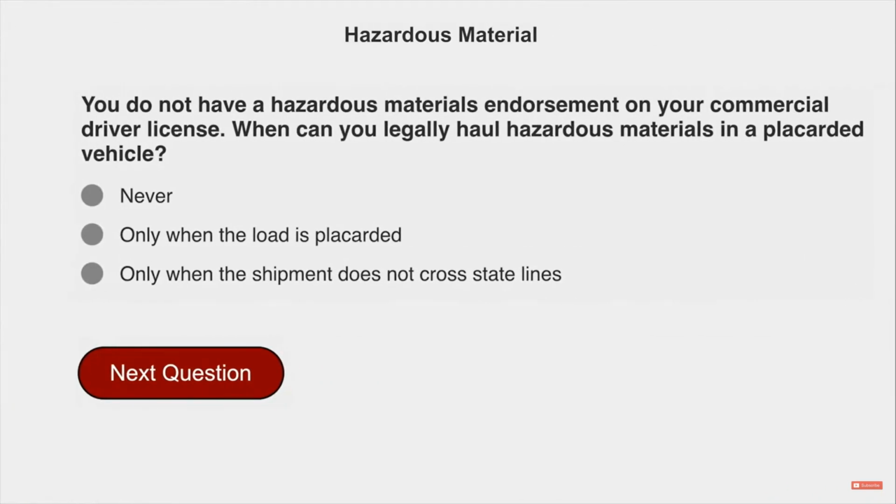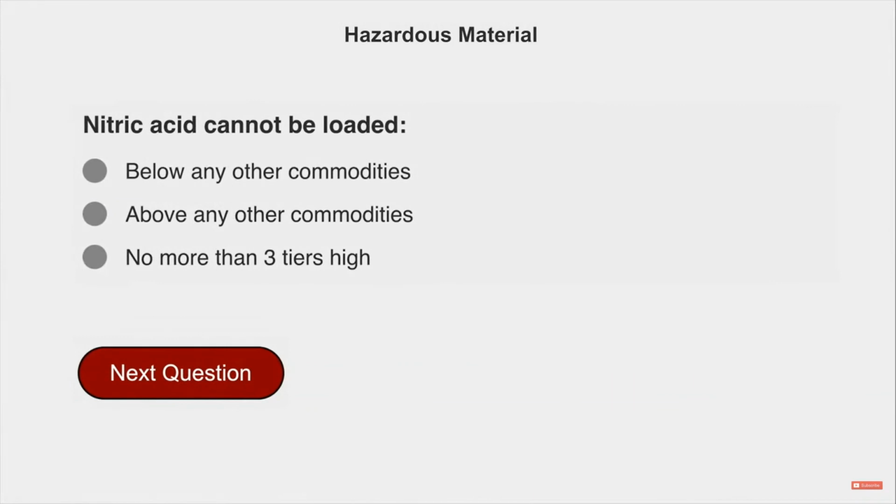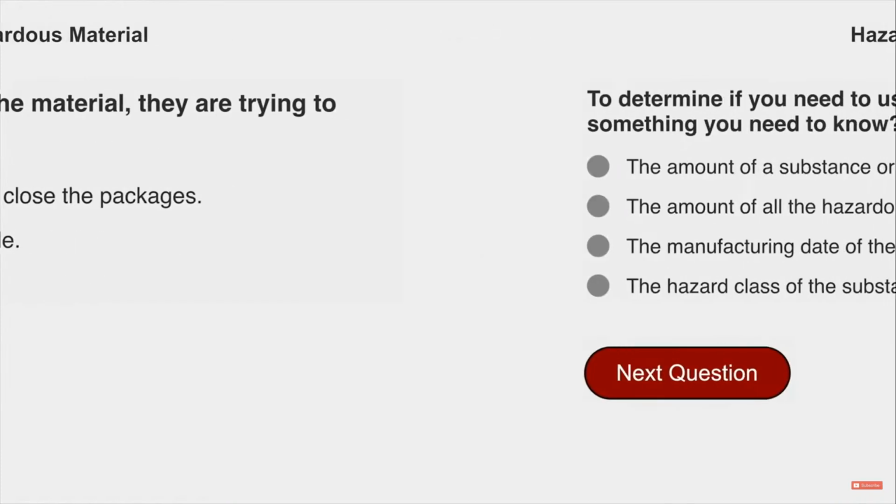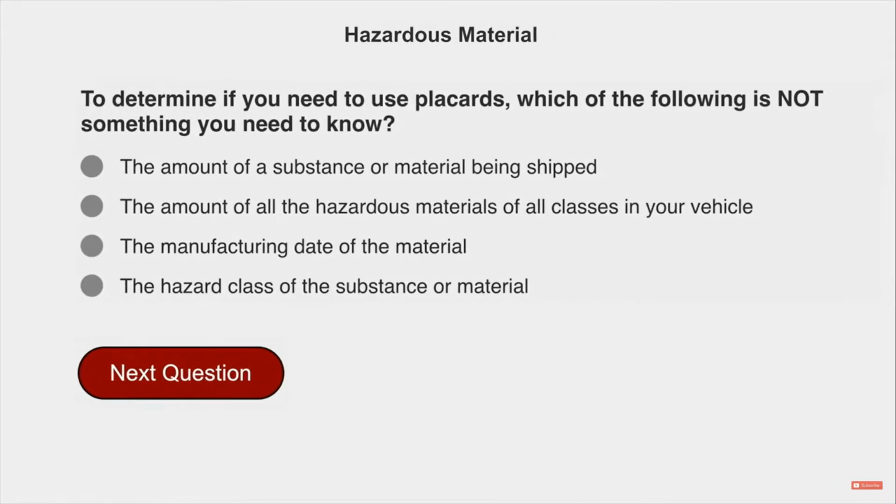You do not have a hazardous materials endorsement on your commercial driver license. When can you legally haul hazardous materials in a placarded vehicle? Never. Nitric acid cannot be loaded below any other commodities. When shippers package the material, they are trying to make it easy to identify. To determine if you need to use placards, which of the following is not something you need to know? The manufacturing date of the material.